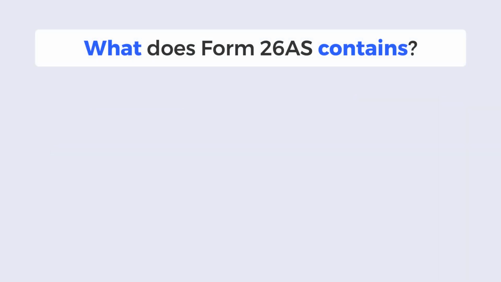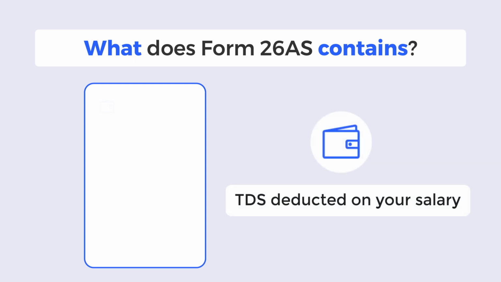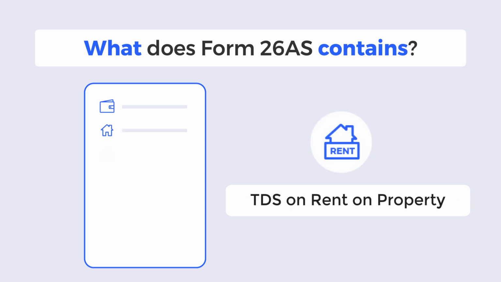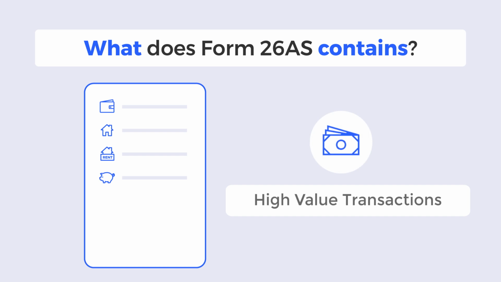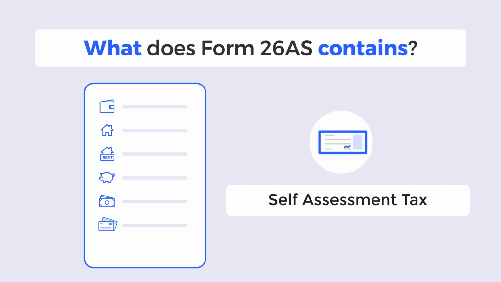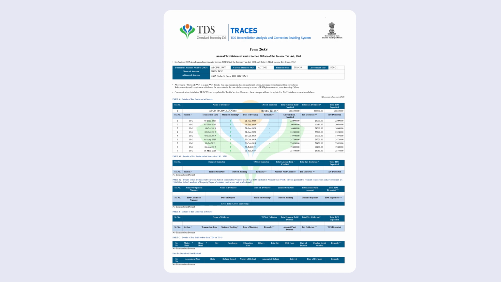This consolidated tax credit statement contains details like TDS deducted on your salary, TDS deducted on sale of immovable property, TDS deducted on rent on property, details of TCS collected, for example, on purchase of car, jewelry, etc., details of high value transactions, advance tax, and self-assessment tax paid during the year. Additionally, it contains details like name and TAN of deductors.